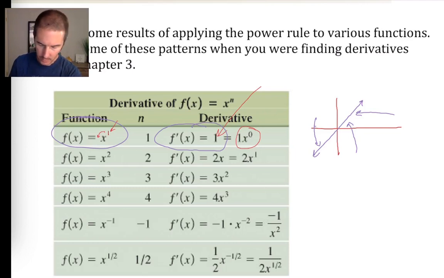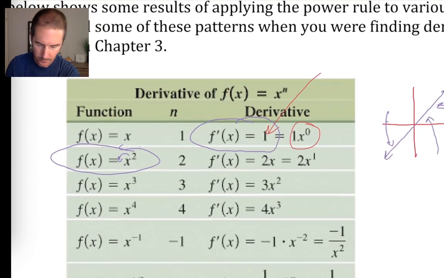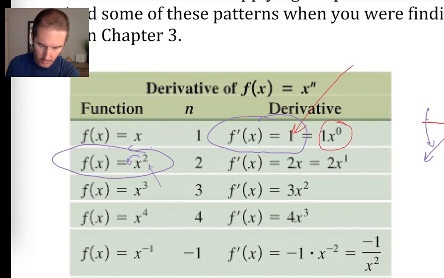Now let's look at the next one. X to the second power. Take the exponent, multiply it out front. So 2 times 1 is now equal to 2. And then decrease the exponent by 1 and it becomes a 1. So you have 2 as the new coefficient, 1 as the new exponent, which means 2x is the derivative of x squared.